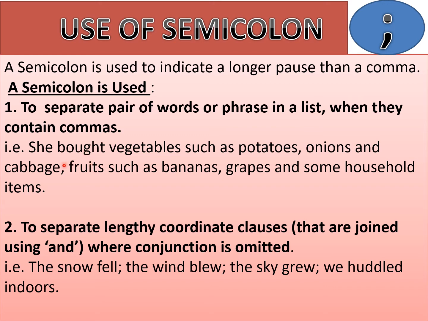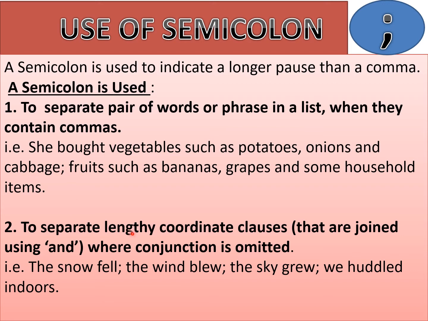One example is given here. She bought vegetables such as potatoes, onions and cabbage. So here one list is of vegetables. A semicolon is used here. Fruits such as bananas, grapes and some household items. So the second list is of fruits. So here the vegetables and fruit lists have been separated using a semicolon in between.